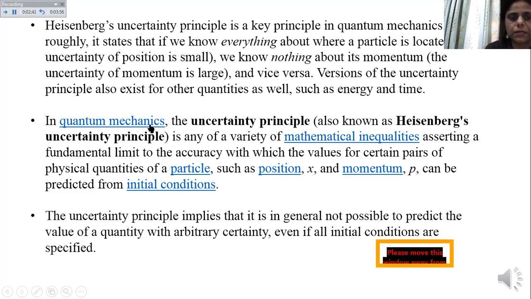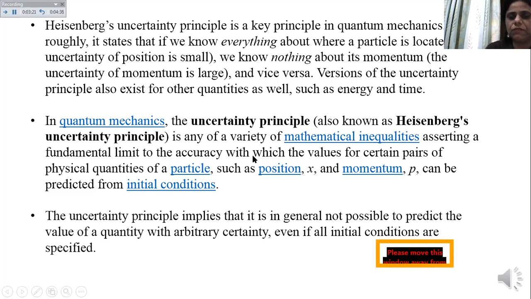In quantum mechanics, that is the science of quanta, science of energy photons, the uncertainty principle, also known as Heisenberg's uncertainty principle, is any of a variety of mathematical inequalities asserting a fundamental limit to the accuracy. मतलब इस प्रिंसिपल ने एक लिमिट दे दी थी कि कोई भी वैल्यू अगर हम स्टडी करते हैं, वेदर इट इज एनर्जी, टाइम, पोजीशन और मोमेंटम, हम कभी भी 100% श्योर नहीं होते. एक लिमिट होती है कि टिल हाउ मच वैल्यू वी आर श्योर.